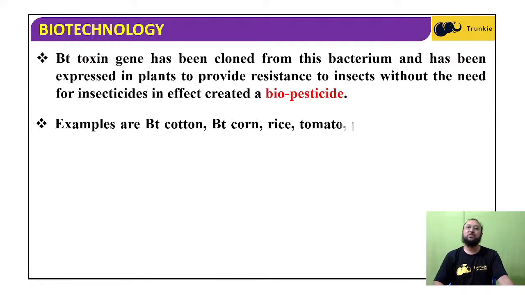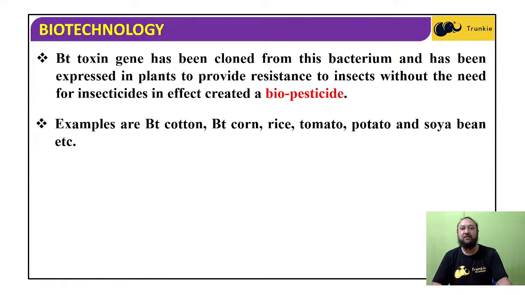The Bt toxin gene has been cloned from this bacterium and has been expressed in plants to provide resistance to insects without the need of insecticides, in effect creating biopesticides. So this is the way of controlling the pest biologically, and hence it is called a biopesticide, because we are not applying pesticide, we are making the plant resistant to the pest. Biotechnologically, by altering and manipulating the gene of the crop, we are making this plant resistant to pests, so that we do not need to use the pesticide.